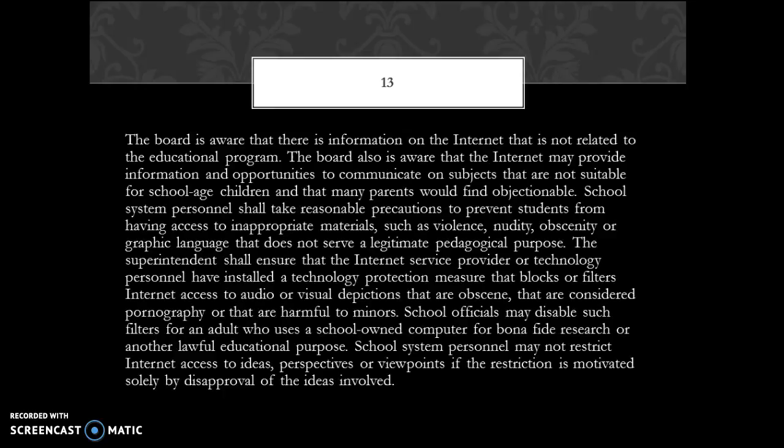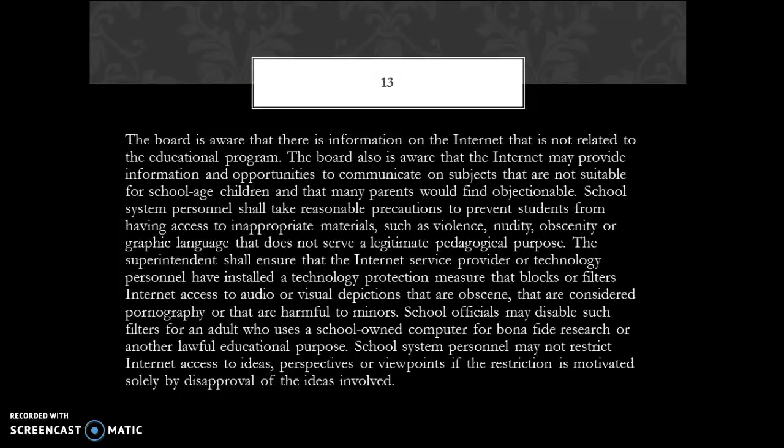The board is aware that there is information on the Internet that is not related to the educational program. The board also is aware that the Internet may provide information and opportunities to communicate on subjects that are not suitable for school-age children and that many parents would find objectionable. School system personnel shall take reasonable precautions to prevent students from having access to inappropriate materials, such as violence, nudity, obscenity, or graphic language that does not serve a legitimate pedagogical purpose.